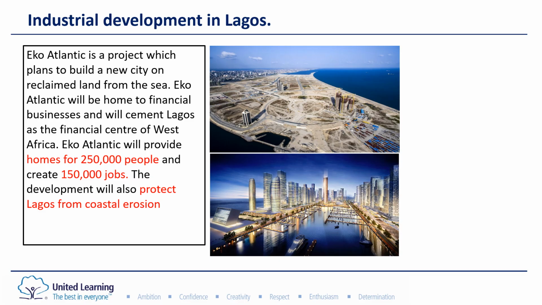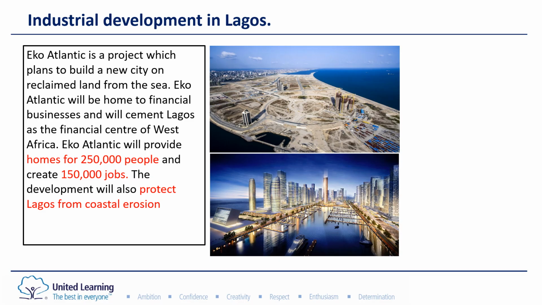It creates 150,000 jobs. This means more people are working formal jobs paying tax, which means the government can then improve education, and that'll have a positive effect because people get more qualifications and then can get more formal jobs. So it's a positive cycle of development for the city. In addition, it also helps prevent coastal erosion in Lagos, reducing any economic damage or social damage from flooding, and it also provides 250,000 homes for people, again reducing the need of people to live in squatter settlements.